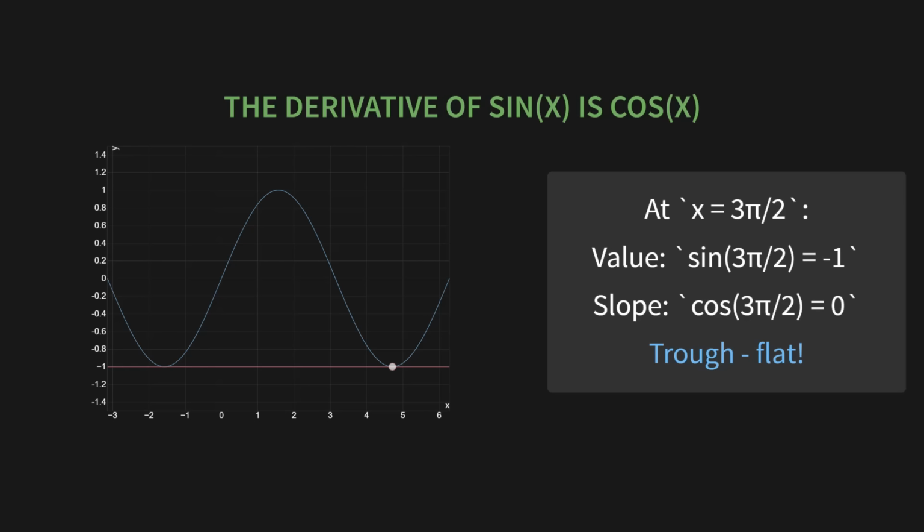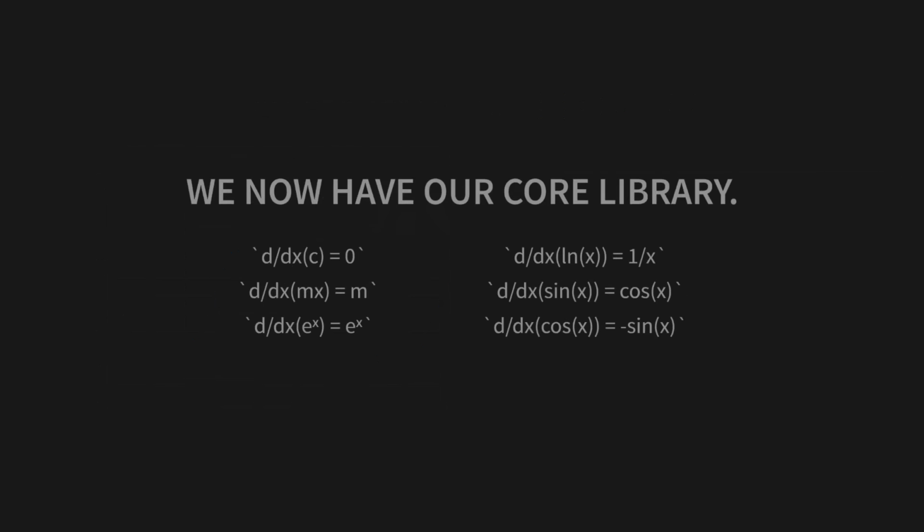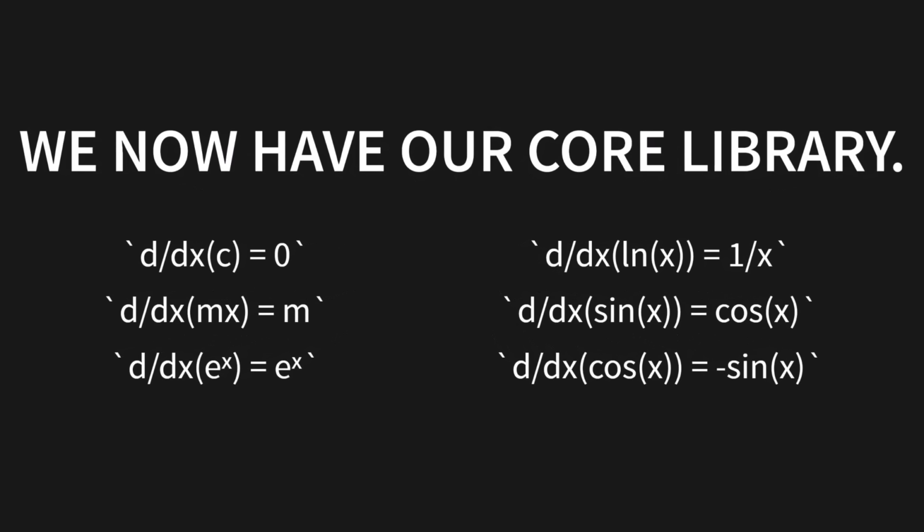One last stop at the bottom of the trough. X equals 3 pi over 2. The value sine of 3 pi over 2 is negative 1. But again, it's a trough, so it's momentarily flat. The slope is 0, and cosine of 3 pi over 2 is 0. It works perfectly. We now have our core library, our essential spellbook. These are our building blocks for everything that comes next.